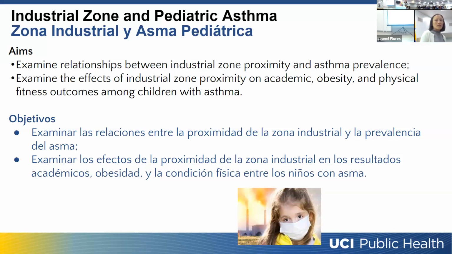Our study aimed to examine the relationship between industrial zone proximity and asthma prevalence. We also wanted to look at whether proximity to the emission sources of industrial emissions and freeway emissions is associated with academic performance, with obesity in children, and with the physical fitness scores of children. All of those, we can get the data from the school records. Next slide.